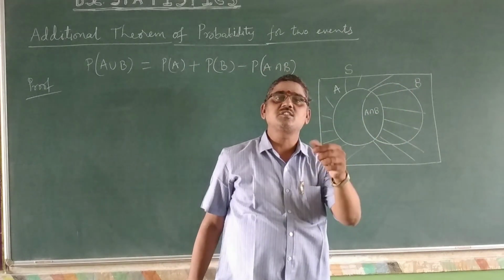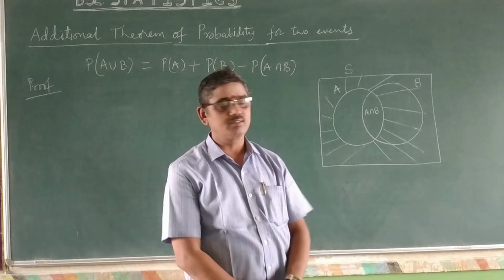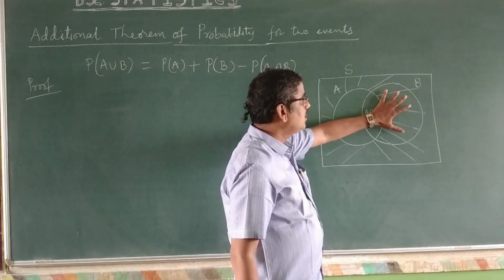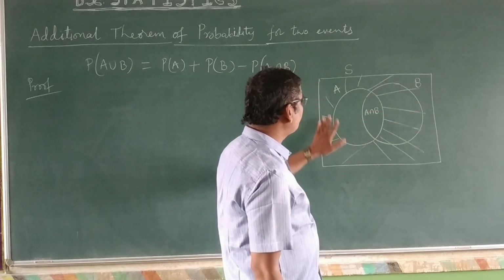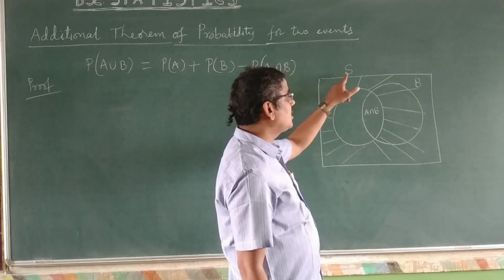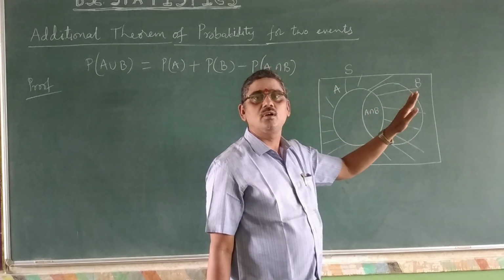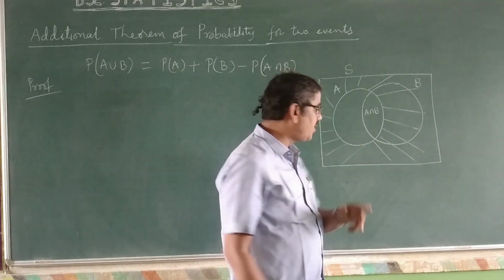Now what is the intersection between A complement and B? This is B. The remaining part of A in S is nothing but A complement. Now the intersection between A complement and B. This is A complement, and I want to show the intersection part of A complement and B.